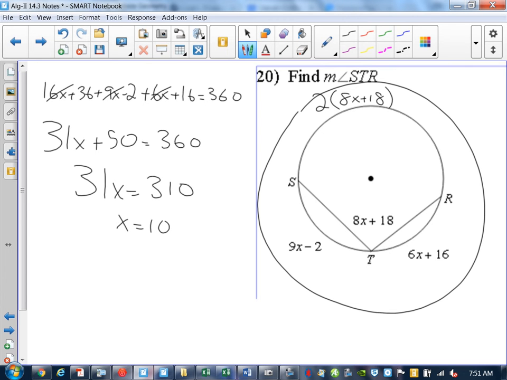But then it asks you to find the angle STR. So you take the value of X, 10, and you substitute back in. So I take this here, and what's 8 times 10? 80. 80 plus 18 is 98. There you are.